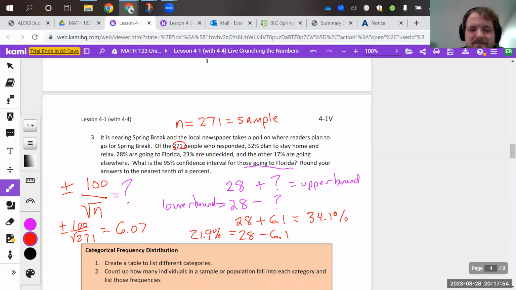A lot of times you'll see it like this: 21.9 comma 34.1. The answer key doesn't have it like that, but it's basically saying we're pretty sure it's going to fall within that category right there. That's, again, we would say we're 95% confident that if I surveyed 1,000 people in Fort Wayne, that it would be in between 21% and 34%. The more people you survey, the more accurate that number is going to be.